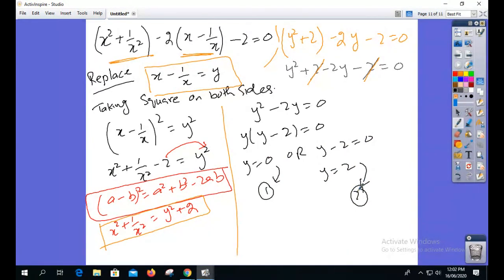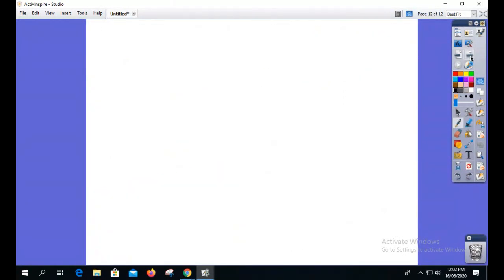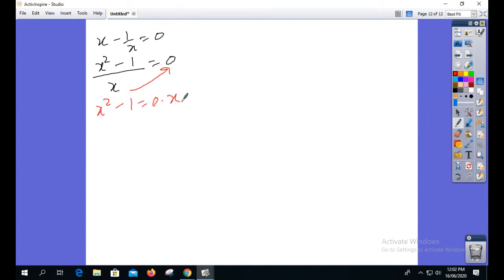Now we replace y by x minus 1 by x equals to 0 or x minus 1 by x equals to 2. This is equation number 3 and this is equation number 4. We solve further. We have x minus 1 by x equals to 0, by taking LCM, x square minus 1 equals to 0. When this is multiplied by 0, it becomes 0, and x square equals to 1, x equals to plus minus 1.